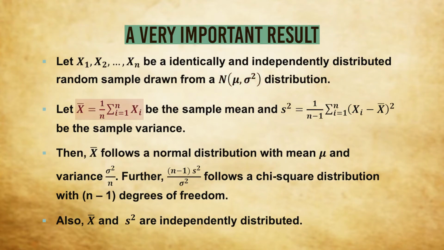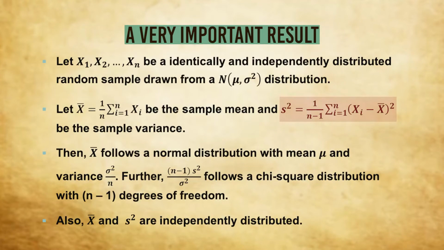We define the sample mean x bar as 1 by n summation xi, and s square as 1 by n minus 1 summation xi minus x bar whole square, as the sample variance. I know that earlier you have learned the formula of variance as 1 by n summation xi minus x bar whole square, but believe me, we will use this formula of sample variance, that is, instead of 1 by n we will have 1 by n minus 1. I will justify this in my subsequent lectures, why I am taking 1 by n minus 1.